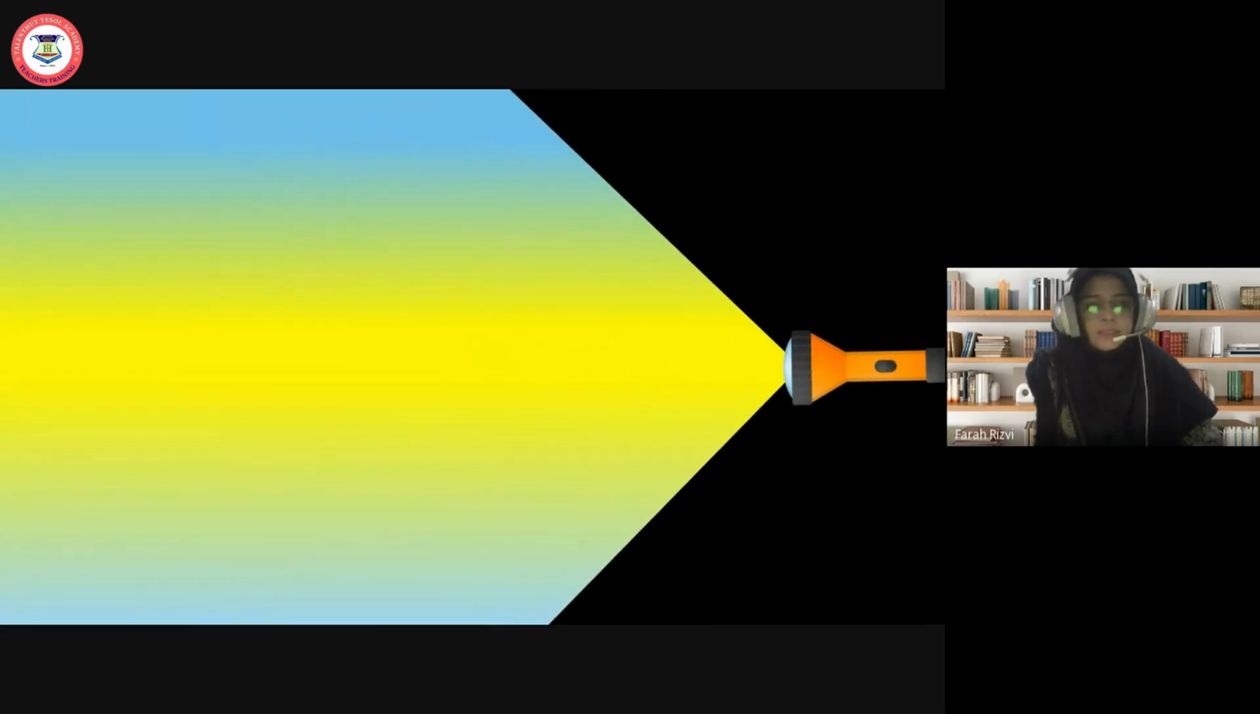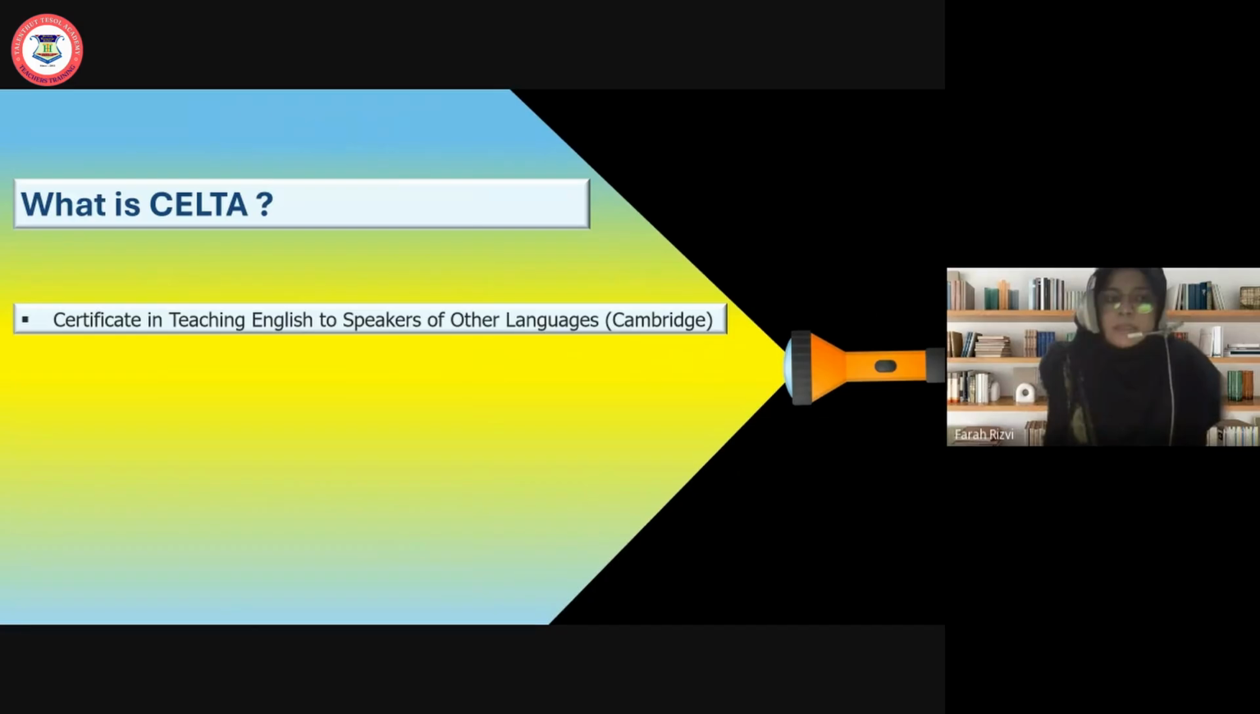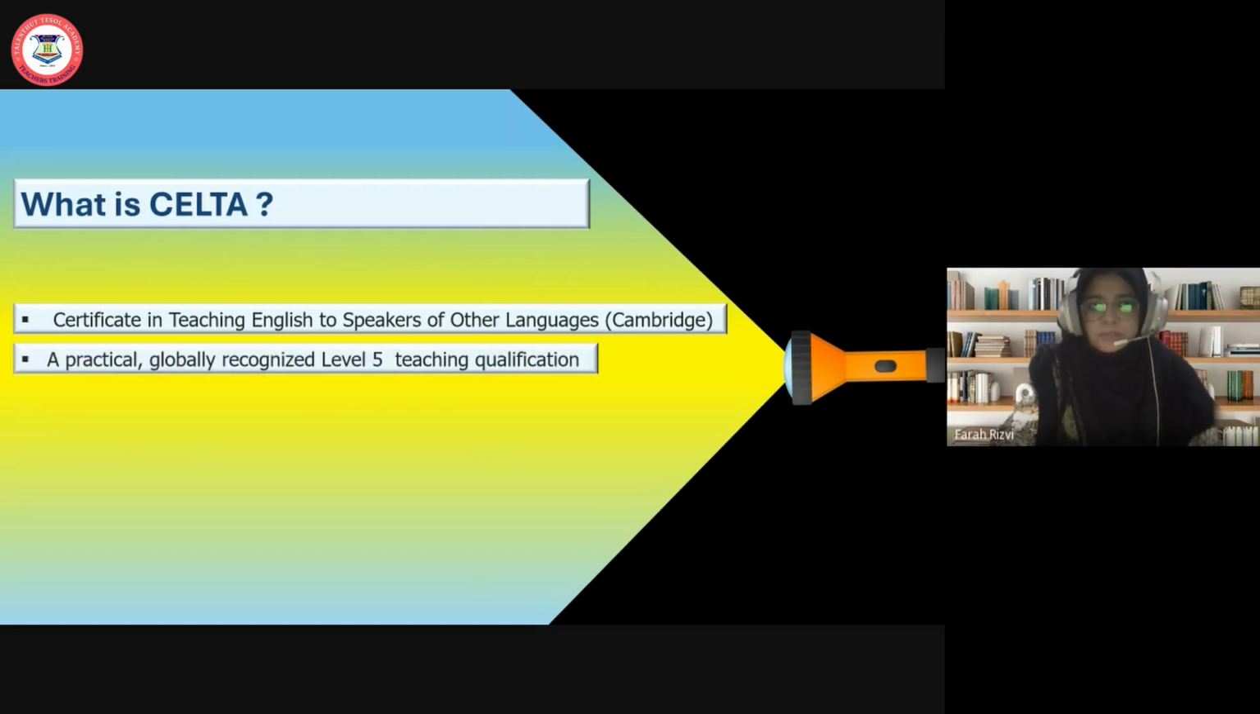Let's start with what is CELTA. CELTA is a Certificate in Teaching English to Speakers of Other Languages. It means you are not going to teach native speakers over here, and you are teaching adults. It means you are not going to teach children over here. You are going to teach non-native speakers, learners above 16 years. A practical, globally recognized level 5 teaching qualification.